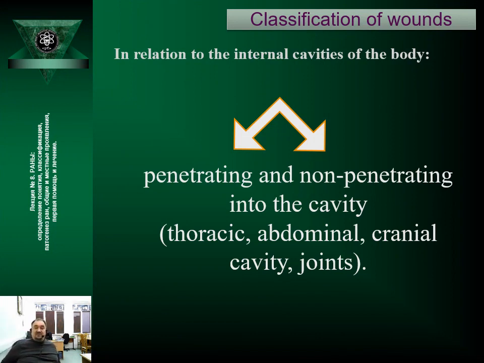If we consider all these aspects of classifications and put them together, then you and I will get a diagnosis that will sound, well, let's say, an infected incised wound of the right upper limb. Or there is a wound of the anterior abdominal wall penetrating into the abdominal cavity. That is, all these classification options assume the correct name of the wound when forming a diagnosis.